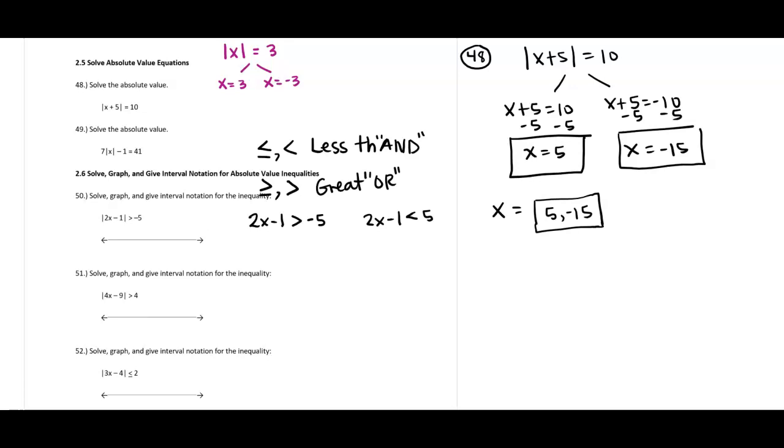And then we'll solve it out, just like we did here on 48. So let's add the 1 over. So I get 2x is greater than -4. So x is greater than -2. And then let's solve the other one. Let's add 1 over. 2x is less than 6. Divide by 2. X is less than 3.